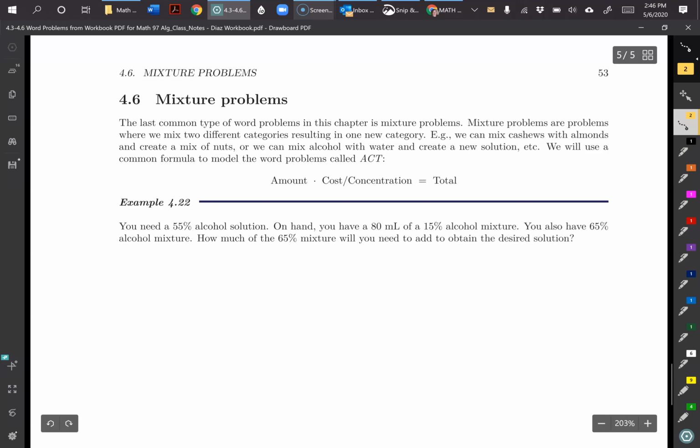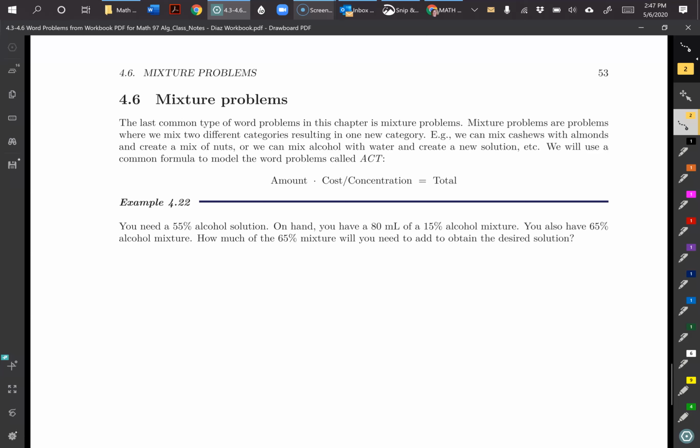So we are going to look at when we mix two different categories together and we create a new category. For example, we can mix cashews with almonds to create a mix of nuts, or we can mix alcohol with water and create a new solution, etc. We will use a common formula to model the word problems. I'm going to call it ACT.